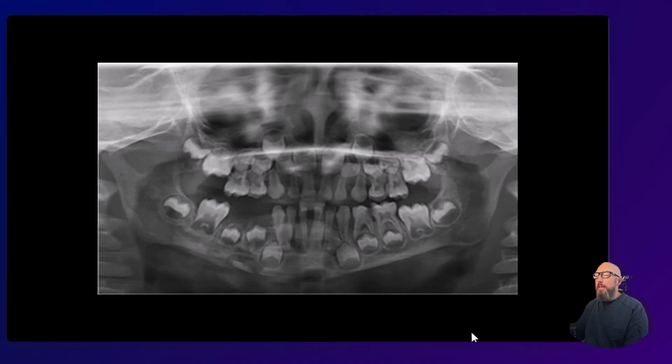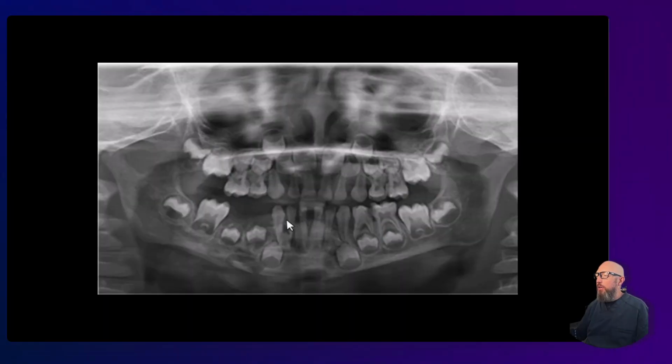All right, what about this case? Maybe what stands out first to you is this is a young patient, mixed dentition. In fact, are the incisors even erupted? This kid is just approaching 6 years old because that's when you expect to see the mandibular incisors erupt. This was a 6-year-old boy, but where is the lesion?